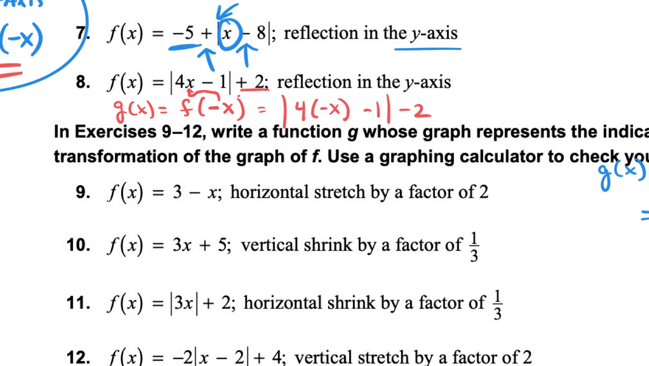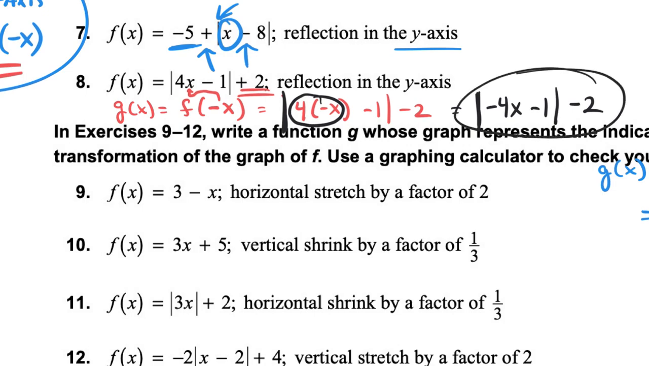Notice I had to write the whole function here. And I can simplify that a little bit. I got an absolute value. 4 times negative x is negative 4x. Then comes my minus 1, and my minus 2. And so that would be your simplest solution for g of x.